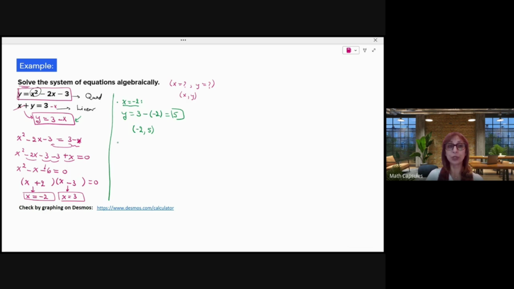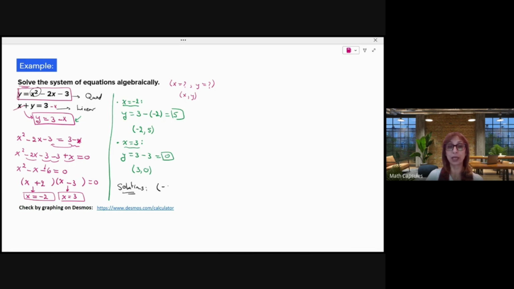For the second point, the second value of x, x equals 3. Let us find its y. y equals 3 minus x, that is 3 minus 3 equals 0. So the second point of intersection is at 3, which is x, and 0, that is y. So here we have the final solution. I got the two points of intersection between the straight line and the parabola. So the solutions are the two points of intersection.